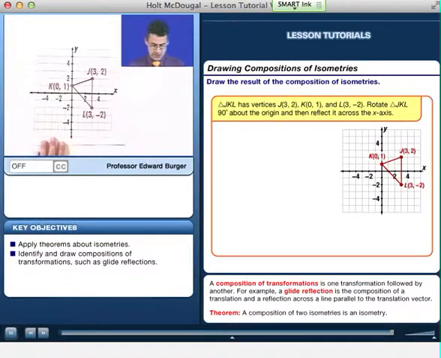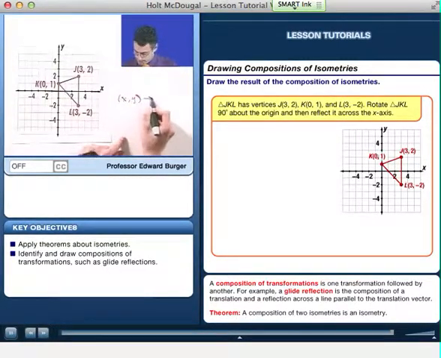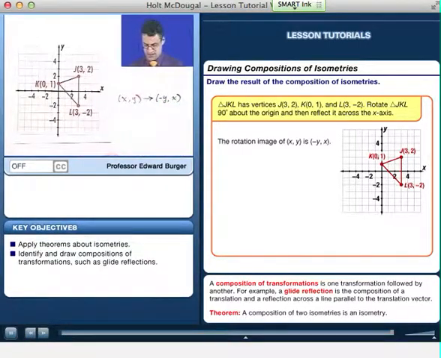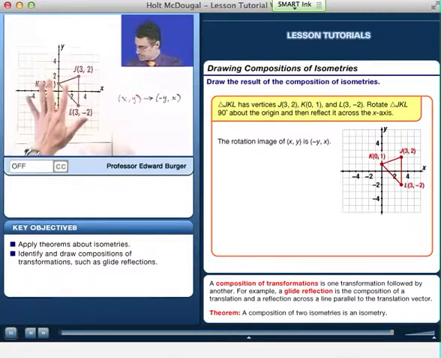And let me just remind you an easy way to do that. If you have a point x comma y, where would that point get mapped to? Well, that point would actually get mapped to negative y comma x. That's how you actually shift the entire coordinate plane 90 degrees counterclockwise.